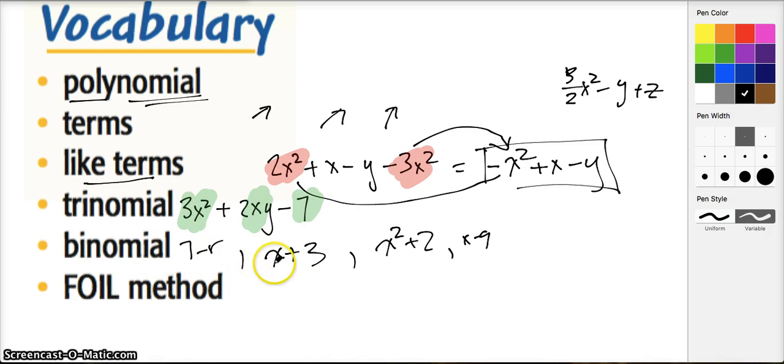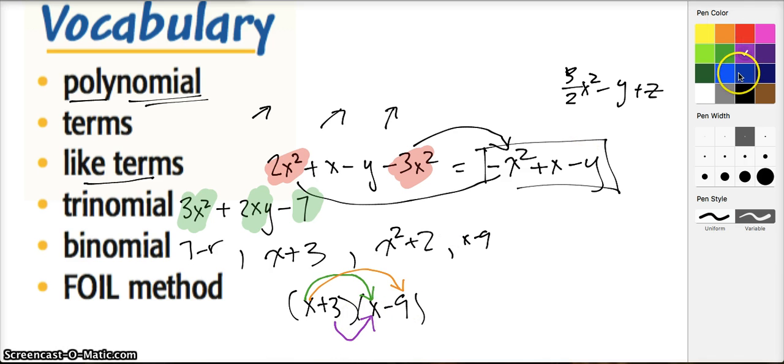And FOIL. When we get to the point where we are multiplying binomials, so I might try to multiply x plus 3 times, let's say, x minus 9, what I'm going to have to do is something called the FOIL method. Basically, it's a method to make sure you multiply each term of this binomial with this binomial. So in my mind, I think, okay, I'm going to take this x and multiply it with this x, and take the same x and multiply it with the 9. After I do that, I'm going to take the 3 and multiply it with this x, and then finally take this 3 and multiply it with this 9.